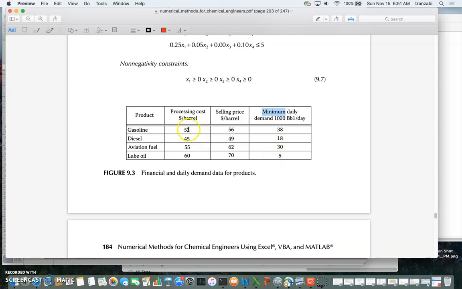And these are the costs, I think, per thousand, per barrel. Yeah, this is what it says. This is the cost per barrel. Processing cost and selling cost for every component of the products. Okay, so what is the goal?